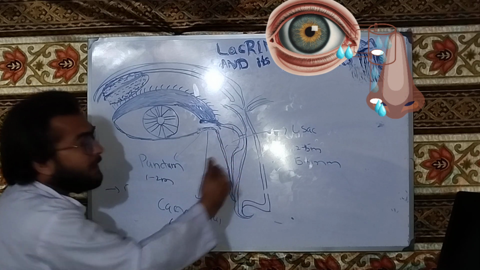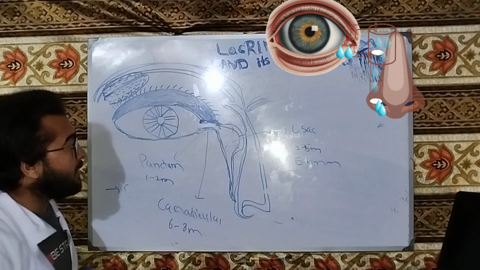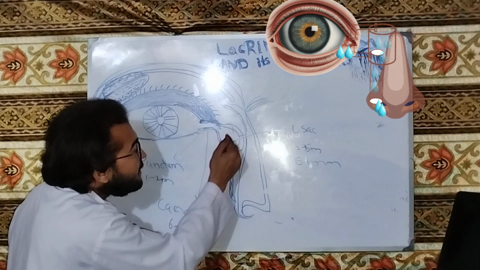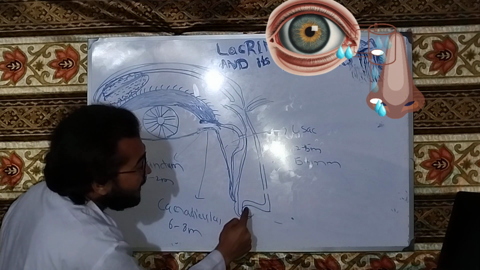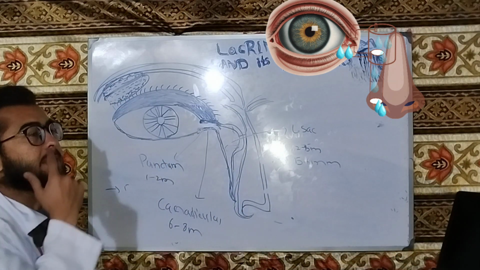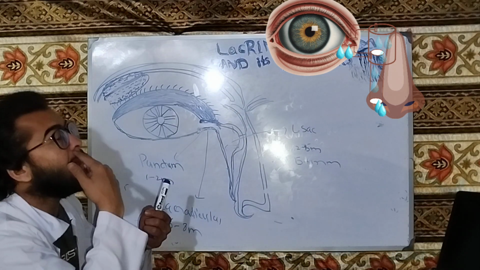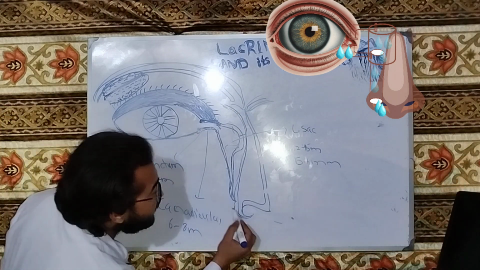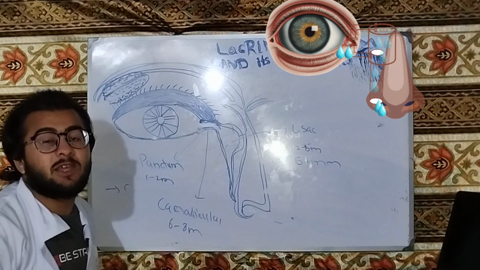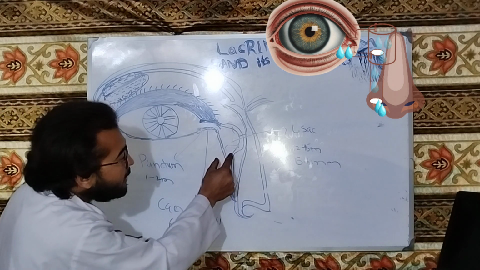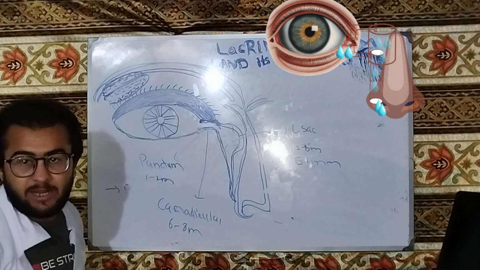From the lacrimal sac we have the nasolacrimal duct, and this nasolacrimal duct leads from the lacrimal sac into the inferior meatus of the nose. This is the nose. We have the inferior turbinate in the nose, and below the inferior turbinate we have the inferior meatus, and this nasolacrimal duct opens into the inferior meatus.